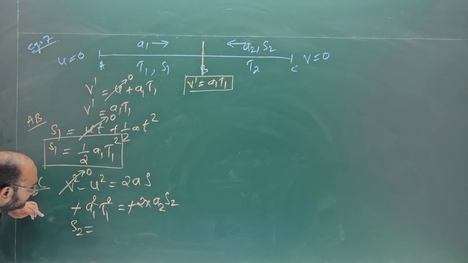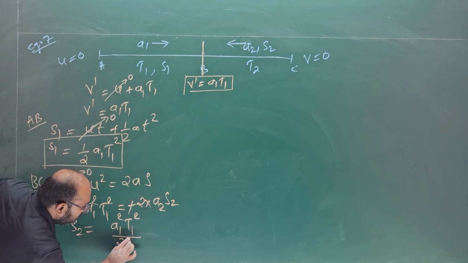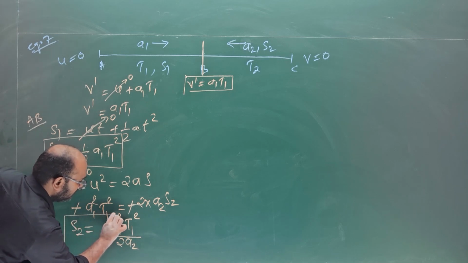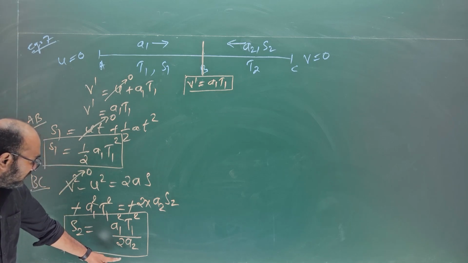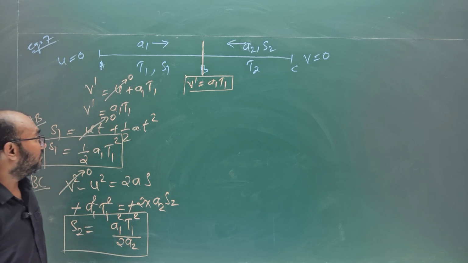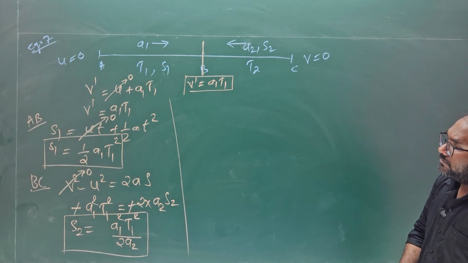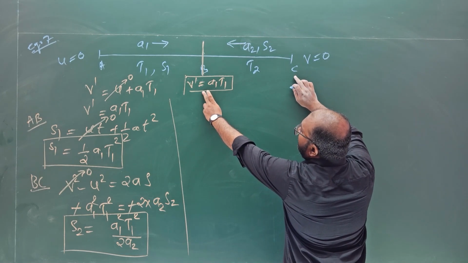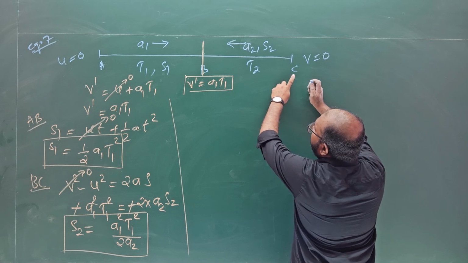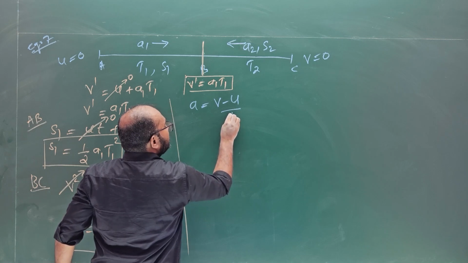S2 is nothing but A1 square T1 square upon 2A2. This is your S2. Over here A1, over here A1 and A2. That means we need to change any acceleration into the other, A1 into A2 or A2 into A1. Okay, now to convert that, we need acceleration. So better to find the acceleration A2 here. Why? Because we have initial velocity, we have final velocity, we have time. So acceleration is nothing but final velocity minus initial velocity upon time.